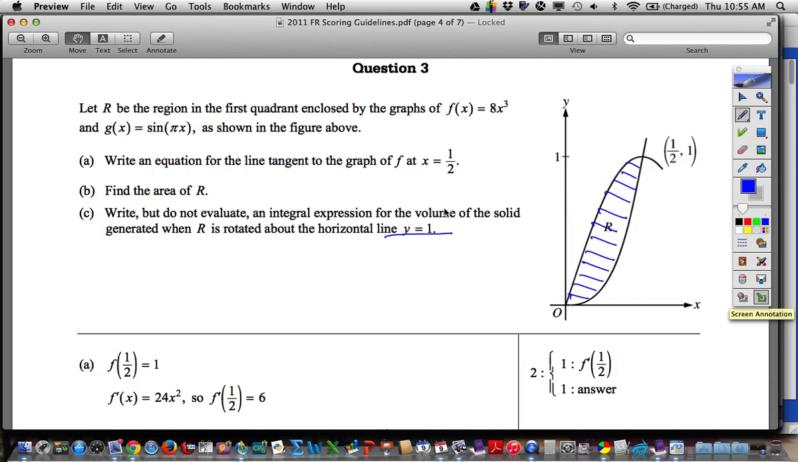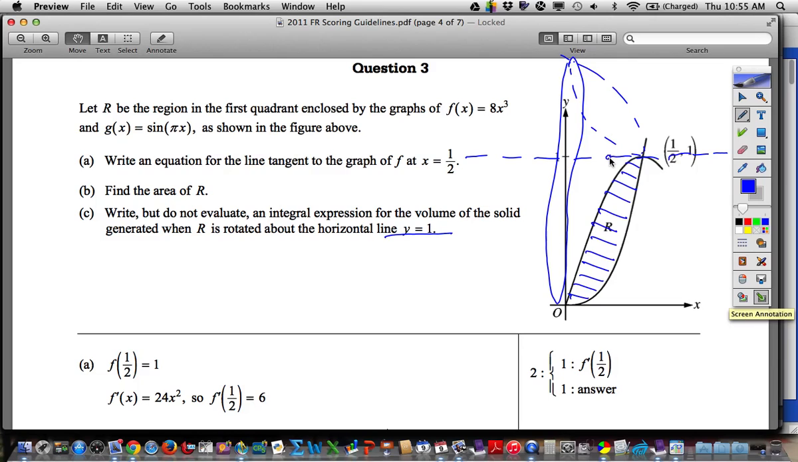But do not evaluate an integral expression for the volume of the solid generated when R is rotated about the horizontal line y equals 1. So here's the horizontal line y equals 1. What kind of a slice are we going to have? The vertical strips, what shape is it going to be? It's going to be a ring, because you've got this empty space. The other half will be up here, something like that.